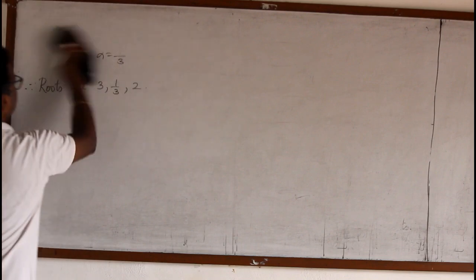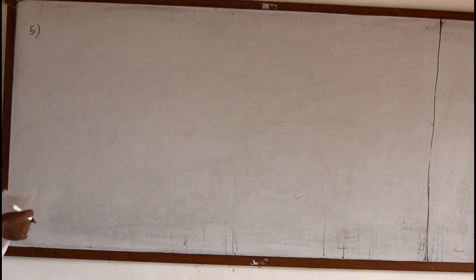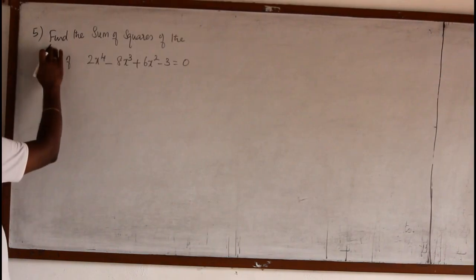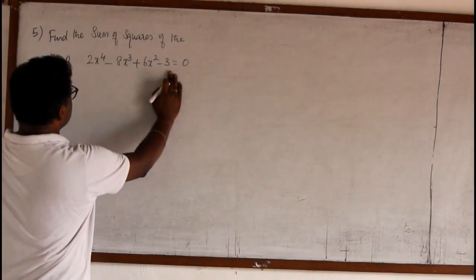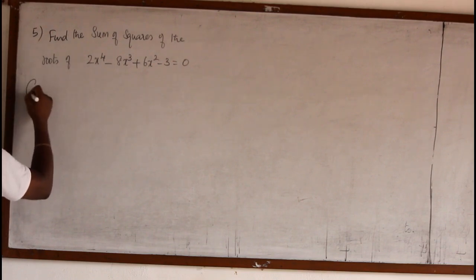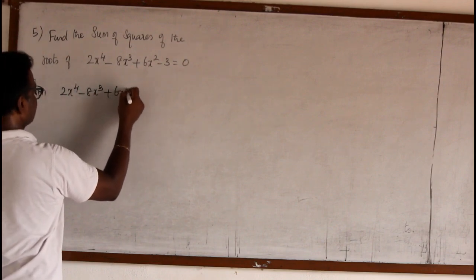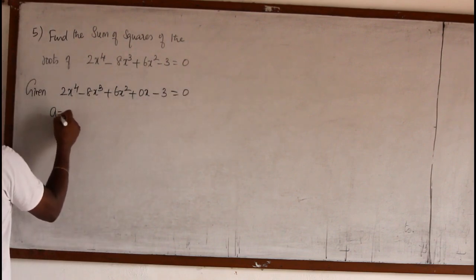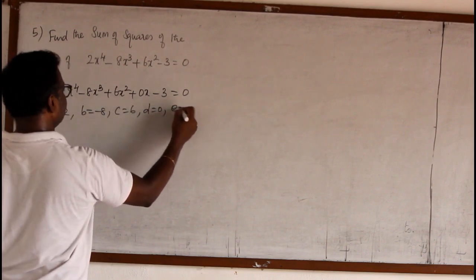Now we shall go for problem number 5. Now fifth problem. Find the sum of the squares of the roots of 2x power 4 minus 8x cube plus 6x square minus 3 equal to 0, which is a biquadratic equation, degree of 4. Therefore the equation can be written as 2x power 4 minus 8x cube plus 6x square, x term is missing, so 0x minus 3 equal to 0, where a equal to 2, b equal to minus 8, c equal to 6, d equal to 0 and e equal to minus 3.